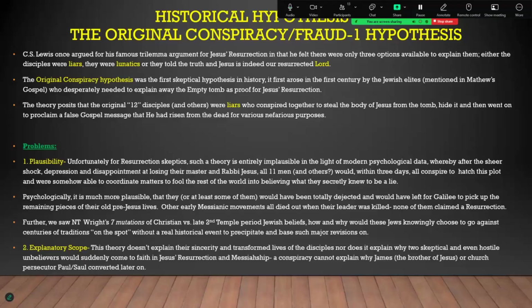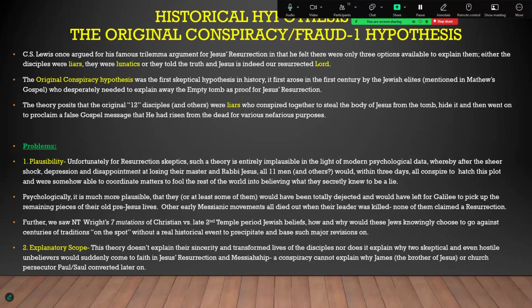And it's just implausible that all 11 of these guys, plus others, if you're including the women and the 500, stuff like that, would all get together and purposefully lie. And this is what we see in history with other messianic figures, right? The Bar Kokhba rebellion in 135 AD, a bunch of Jews thought that Bar Kokhba was in fact the Messiah. He led a revolt. He got killed, and in the end, all of his followers dispersed. Nobody was claiming he rose from the dead. So that's just common nature.